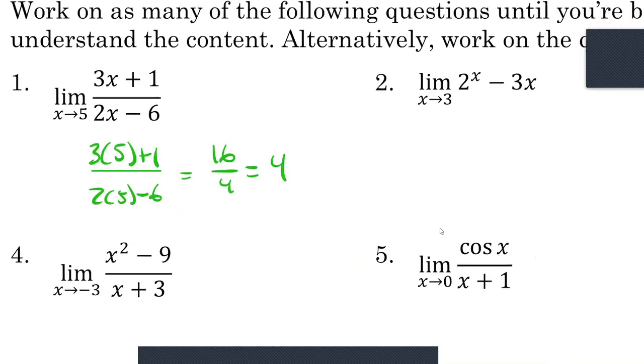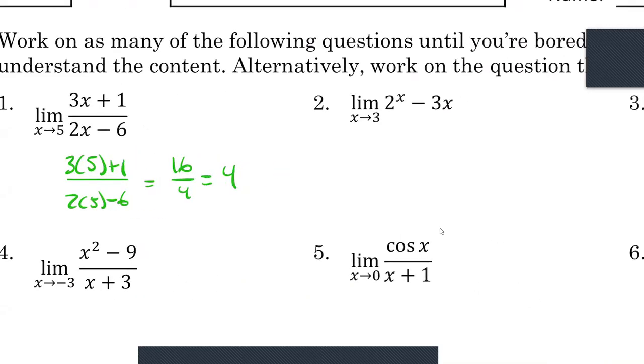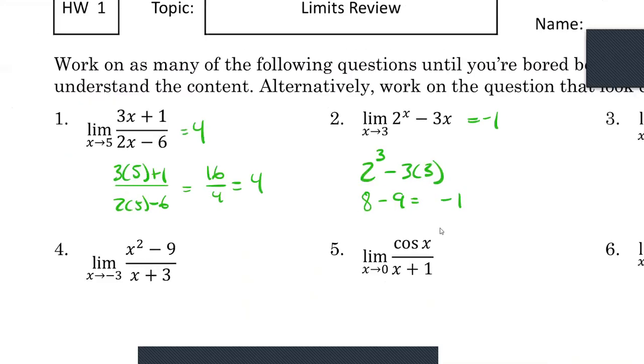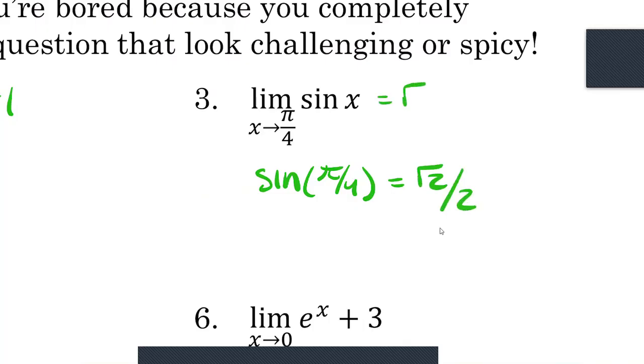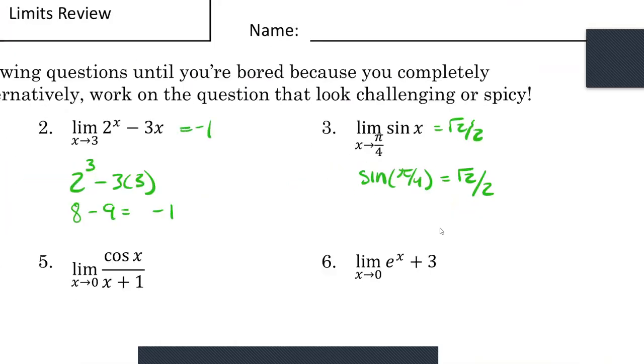If I look at question 2, same idea. Let's just try direct substitution first. I'd get 2 raised to the 3rd power minus 3 times 3. That's going to be 8 minus 9, so this should be negative 1. If I look at question 3, I have this same thing. Let's try direct substitution. So if I did the sine of pi over 4, break the unit circle out, that's radical 2 over 2. So this limit is simply radical 2 over 2.